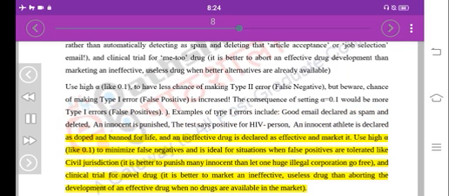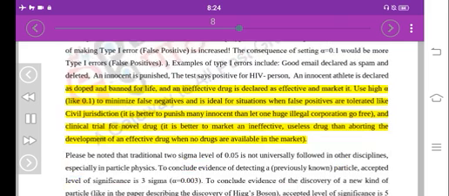Use high alpha like 0.1 to minimize false negatives; it is ideal for situations when false positives are tolerated, like civil jurisdiction. It is better to punish many innocent than let one huge illegal corporation go free. Another example is clinical trial for novel drug. It is better to market an ineffective, useless drug than abort the development of an effective drug when no drugs are available in the market.